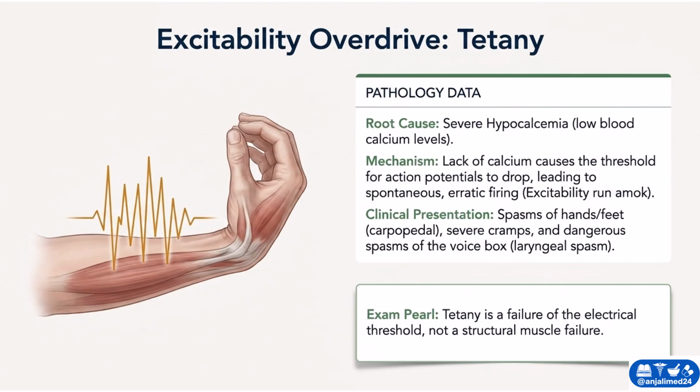Clinically, patients develop painful muscle spasms, especially in the hands and the feet, called carpopedal spasm. Severe cases can even cause laryngeal spasm, which may interfere with breathing and become life threatening. The key exam point is this: tetany is not due to structural muscle damage. It is an electrical instability problem caused by altered membrane excitability. So remember, low calcium increases excitability, leading to involuntary spasm and sustained contractions.